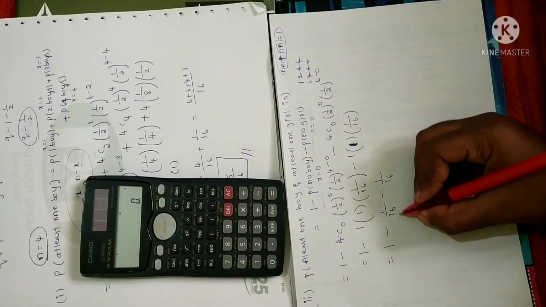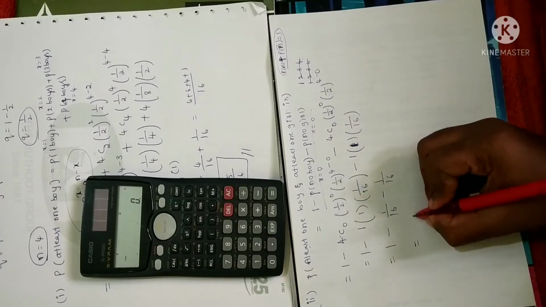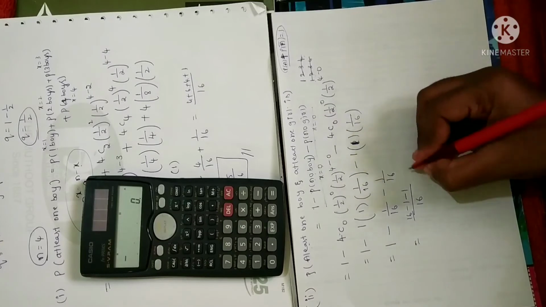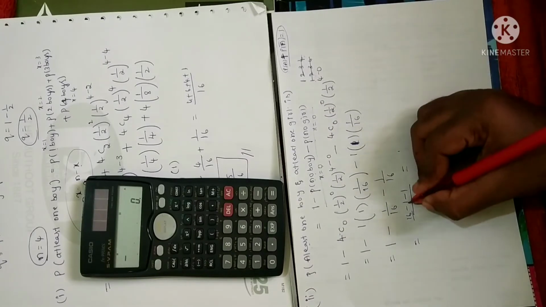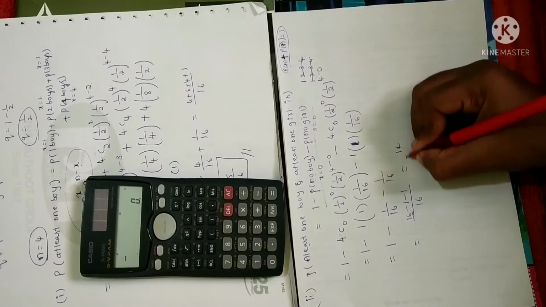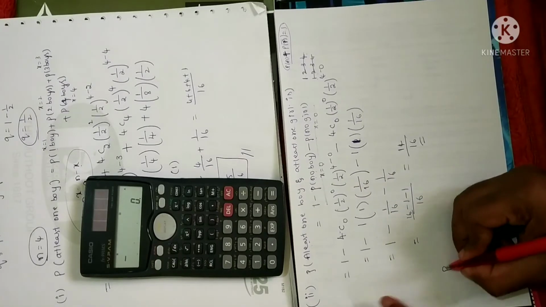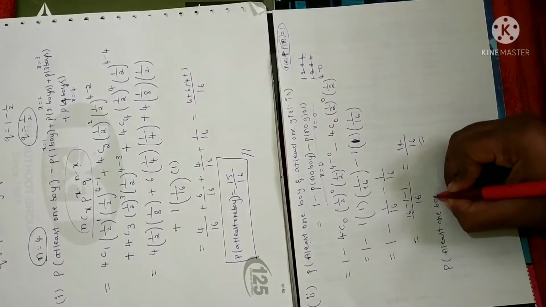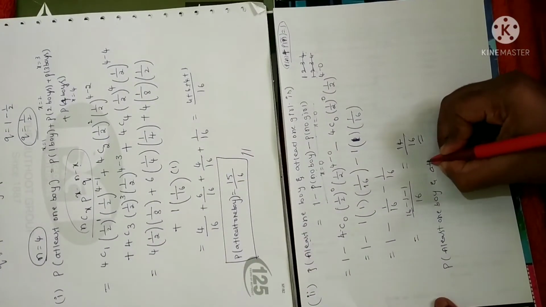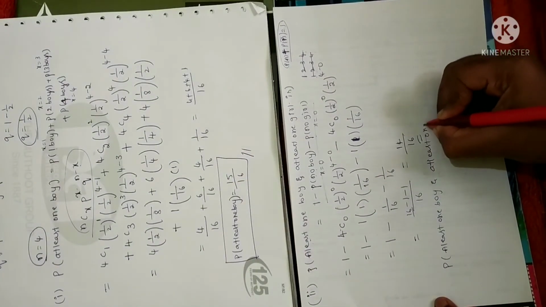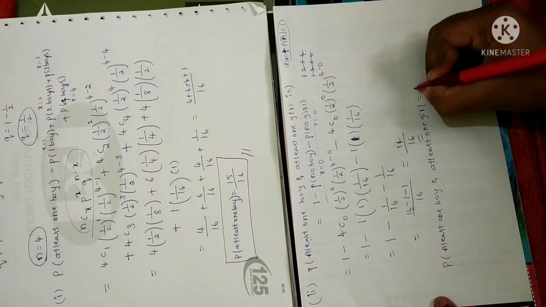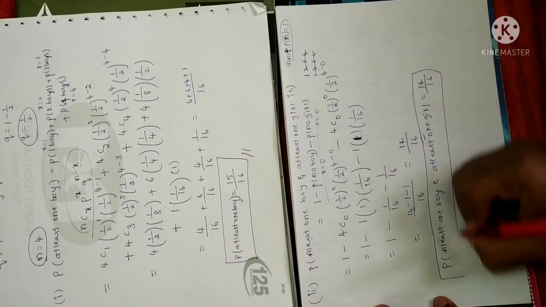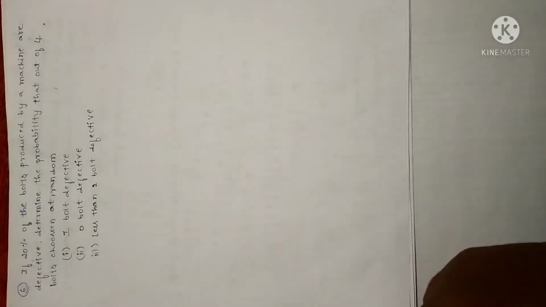Right? Now, let me simplify this by taking the LCM. 16 will be the LCM. So you will get 16 here. 16 minus 1 minus 1. So 16 minus 1 is 15, minus 1 is 14. So 14 divided by 16. Therefore, the probability of getting at least one boy and at least one girl will be equal to 14 by 16. Clear?